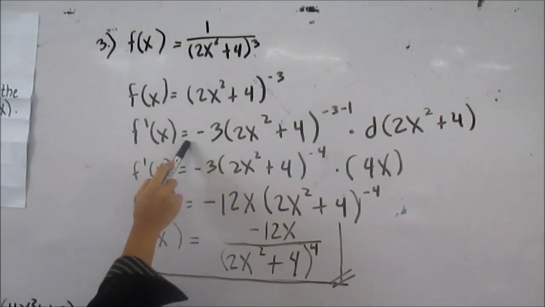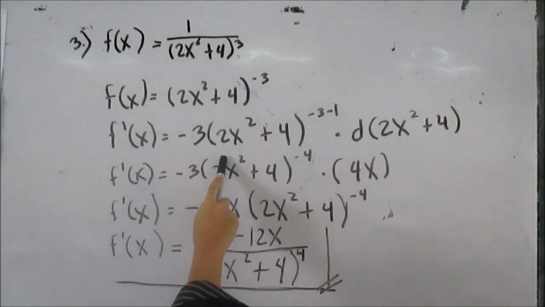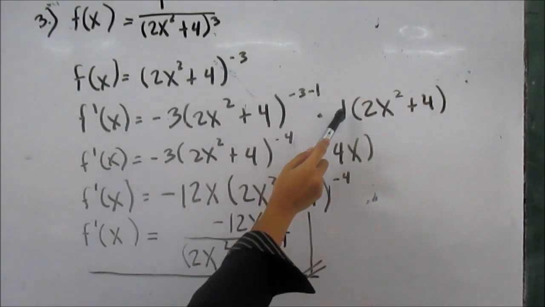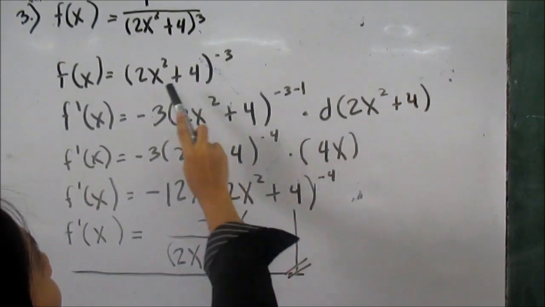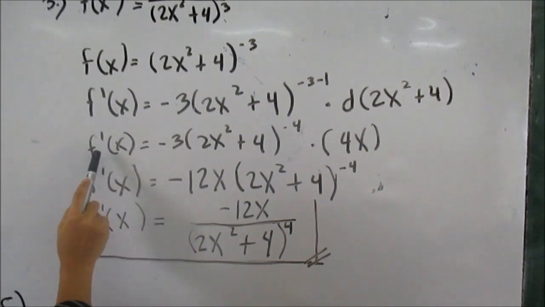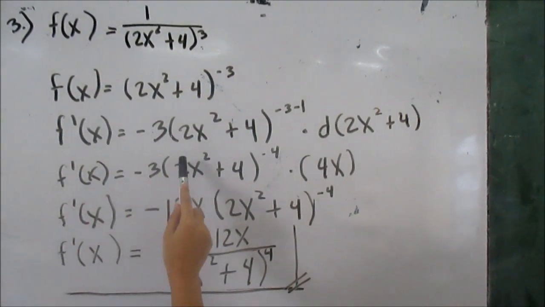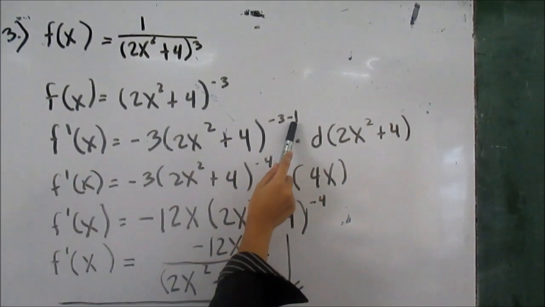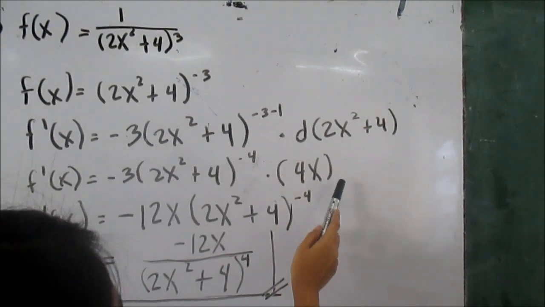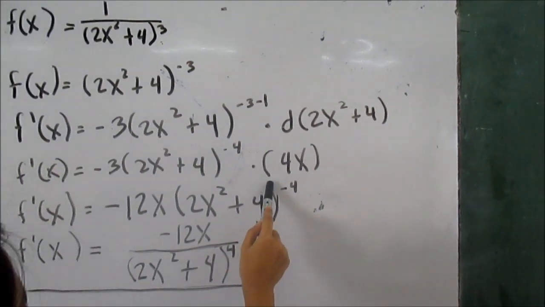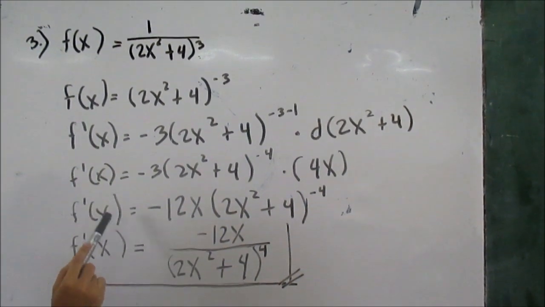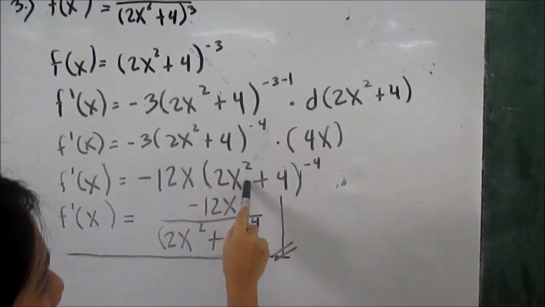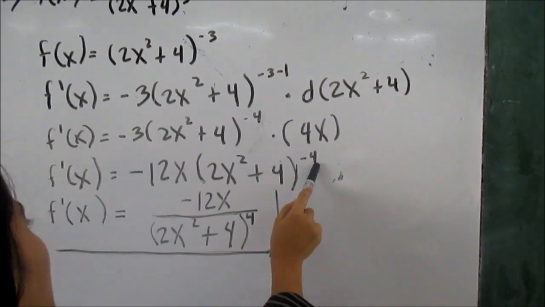So f prime of x equals negative 3 times the quantity 2x squared plus 4 to the power of negative 3 minus 1, times the derivative of g, which is 2x squared plus 4. So f prime of x equals negative 3 times the quantity 2x squared plus 4 to the power of negative 4, times the derivative of 2x squared plus 4, which is 4x. So f prime of x equals negative 12x times the quantity 2x squared plus 4 to the power of negative 4.